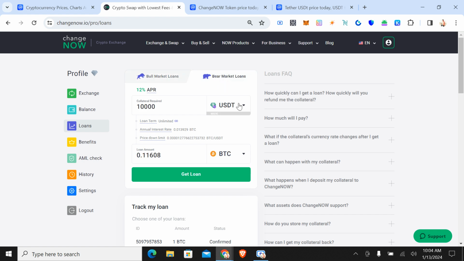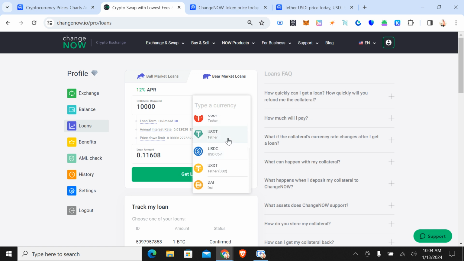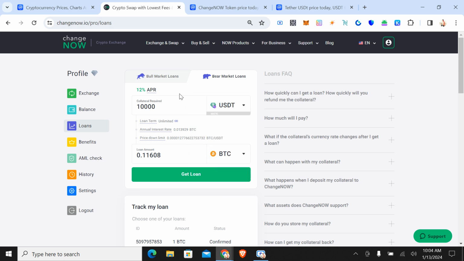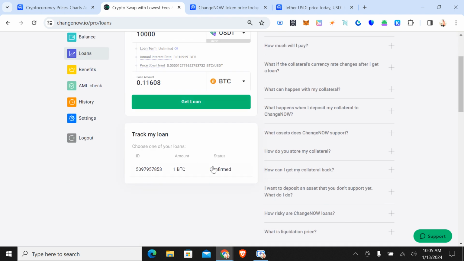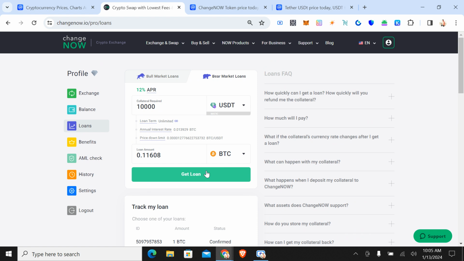As you can see, they have the option of, again, USDT on Ethereum, USDC coin, then the Polygon network and Tron network. So let's say you want to give 10,000 USDT as collateral. Again, you will be getting 50% as a loan. So basically you will be getting this amount as a loan in BTC. Simply click on Get Loan and follow the similar process.